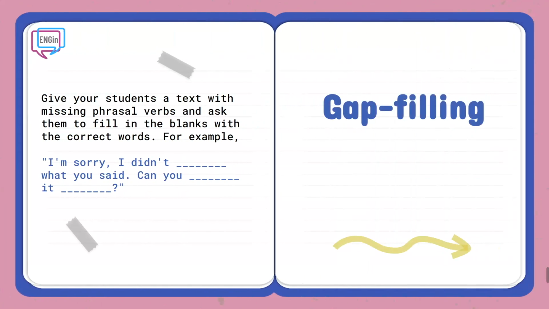Gap filling is another effective way to teach phrasal verbs. Give your students a text with missing phrasal verbs and ask them to fill in the blanks with the correct words. For example, I'm sorry, I didn't blank what you said. Can you blank? This exercise will help them practice using phrasal verbs in a sentence and reinforce their understanding of meanings.